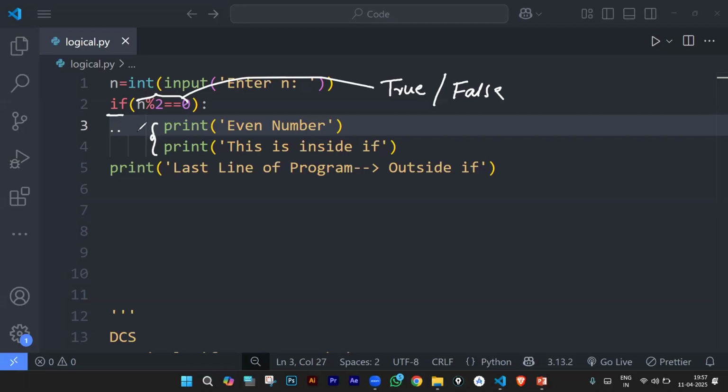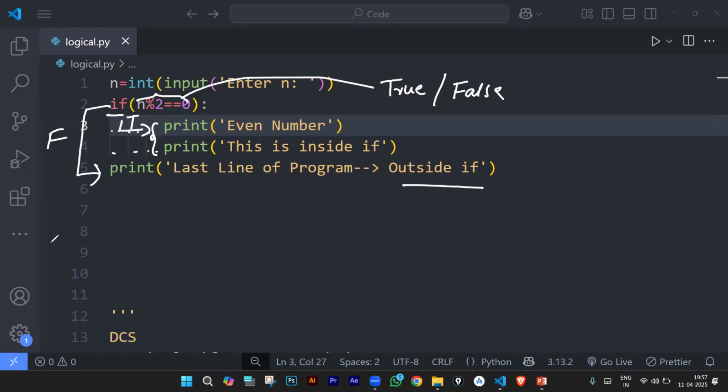Because you see, they're at the same level. They have the same level of indentation. So if it is true, these two statements will be executed. If it is false, these two statements will be skipped and it is going to continue to the next line after that. Now, what is the next line? Fifth line. That is outside if. How am I able to say outside if? You see, we don't have the same level of indentation for them. Okay, now that is fine.